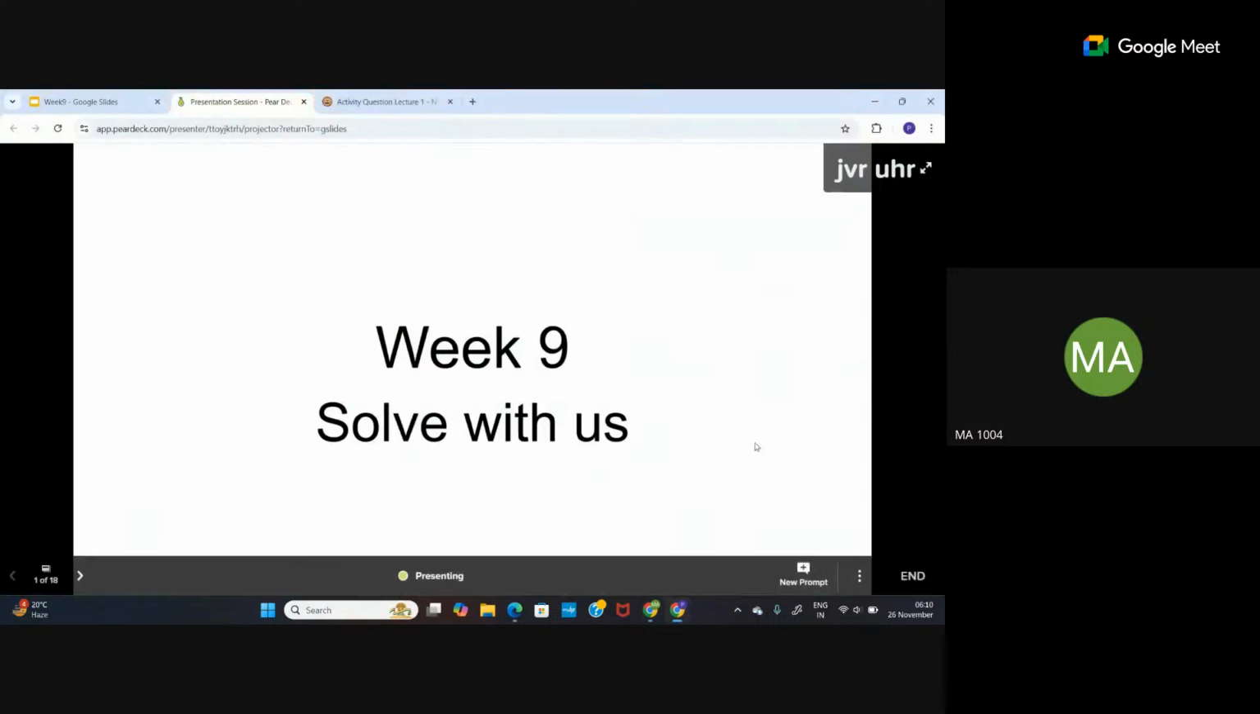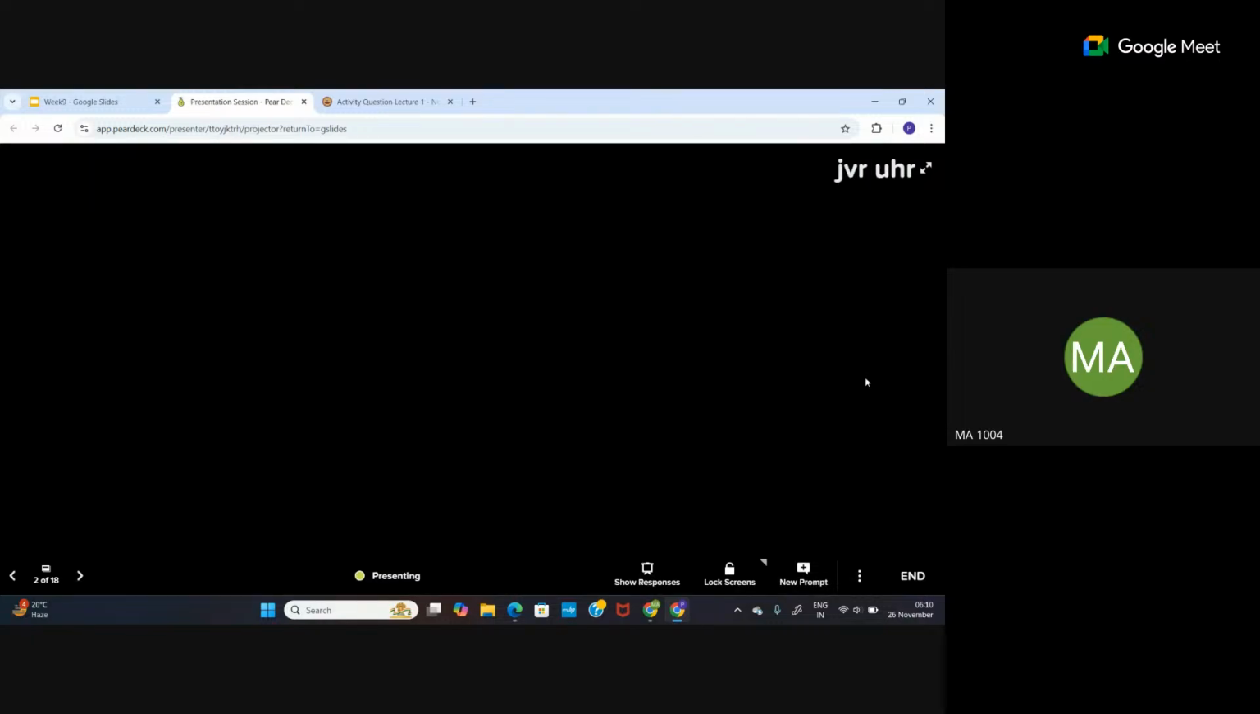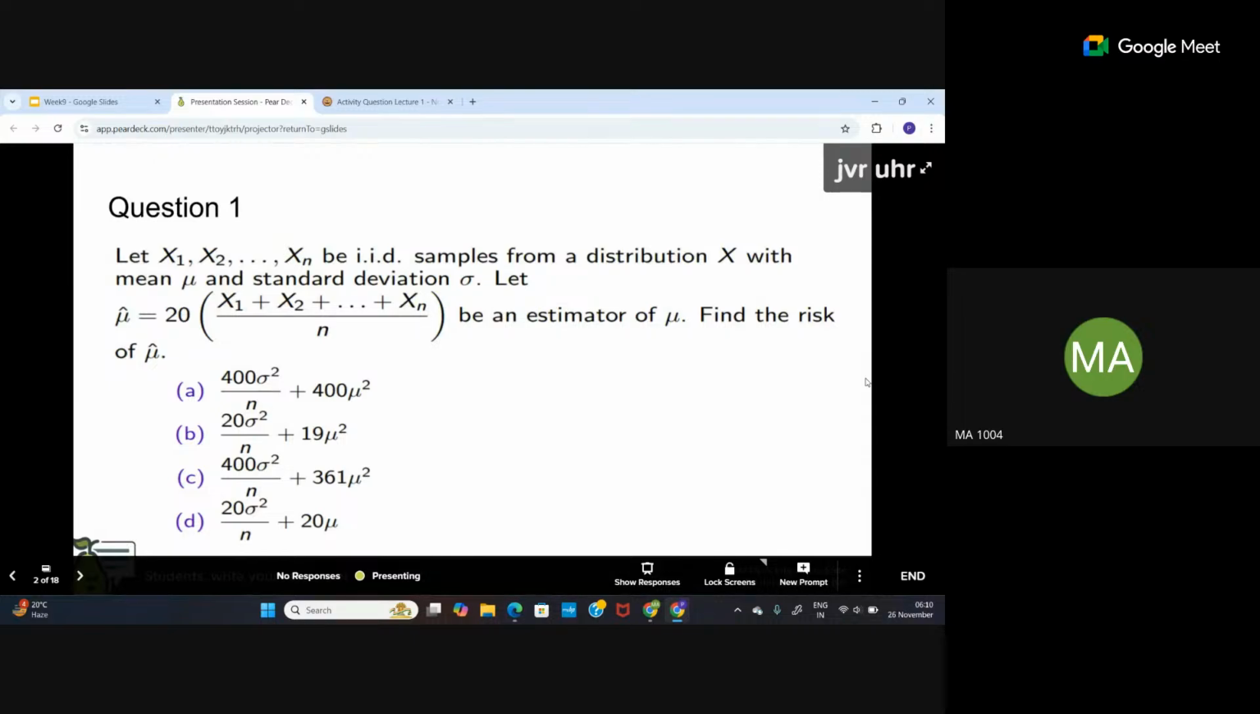So should I start now? Sure. So this is your question number 1. Let x1, x2 up to xn be IID samples from a distribution X with mean mu and standard deviation sigma. This is the estimator given, mu cap for mu. Then you have to find the risk of mu cap.